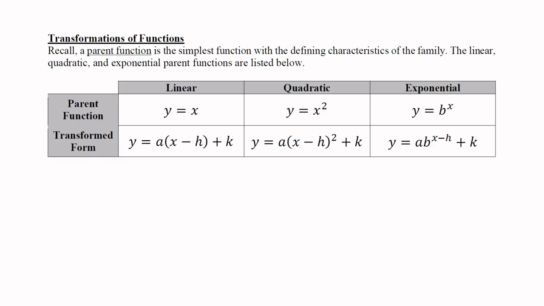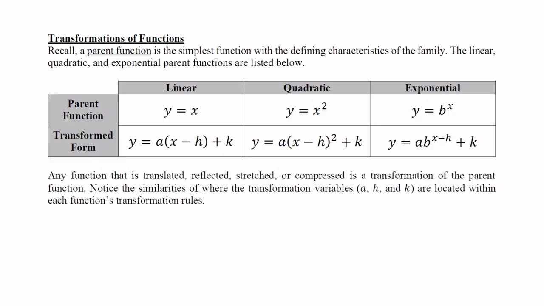And there's our transform forms. We have a, h, and k in all three of those, and they're all in the relative same location. Any function that is translated, reflected, stretched, or compressed is a transformation of the parent function. Notice the similarities of where the transformation variables are located within each function's transformation rules. The a is always out in front, the h is always followed by the x, and the k is always sticking out on the end.